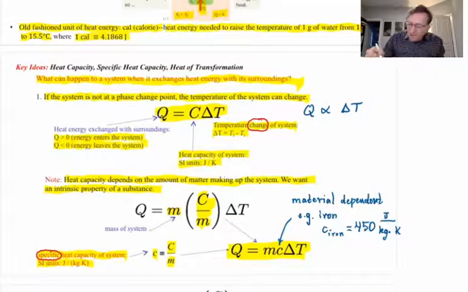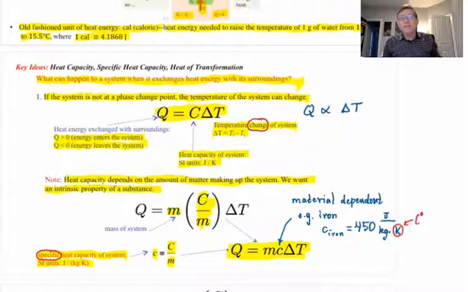Note, by the way, you might also see this unit K written as Celsius degree, because we're talking about a temperature change here, delta T, and therefore you can use either Kelvin or Celsius degree. This is technically, by the way, the value of the specific heat capacity of iron at room temperature.